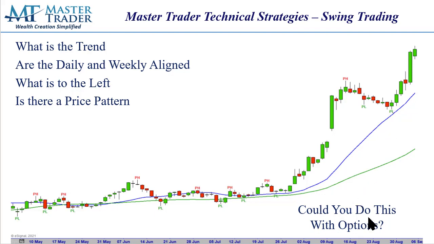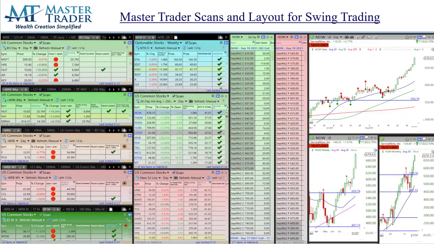Now, could you do this with options? This is what Dan's going to get into and show you how to understand options, how to use them, and how to apply them in situations such as this. Now, how do you find these situations? Well, we've developed many scans here, and you will always be able to find opportunities with these scans.